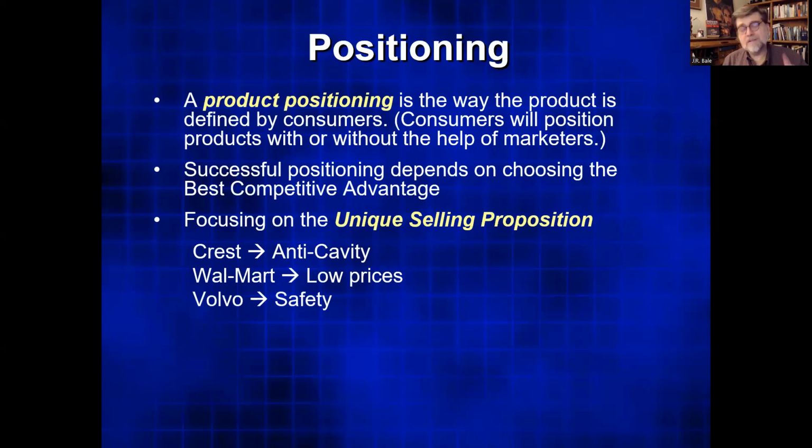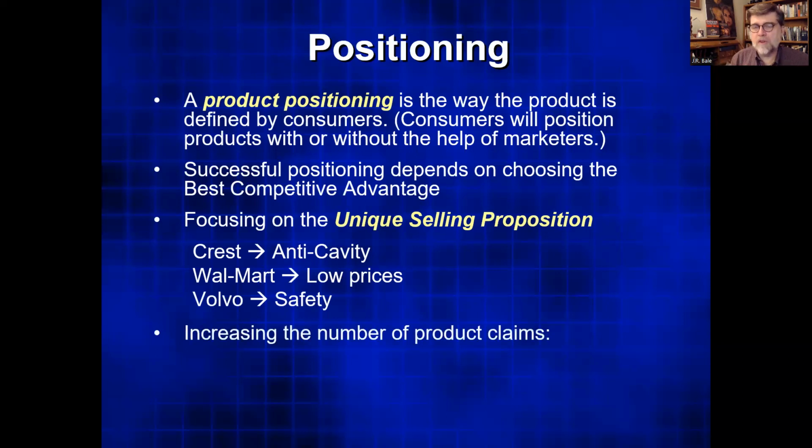There is a tendency, or a temptation, for some people to try to increase the number of product claims. To try to be more than one thing. There is only so much mental shelf space with products. People only have time to think really one thing about a product because they're busy. They have lots of things they're thinking of, and it's just easy to think of a product as being one thing.